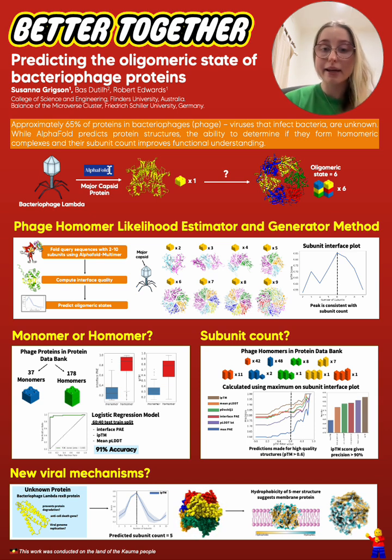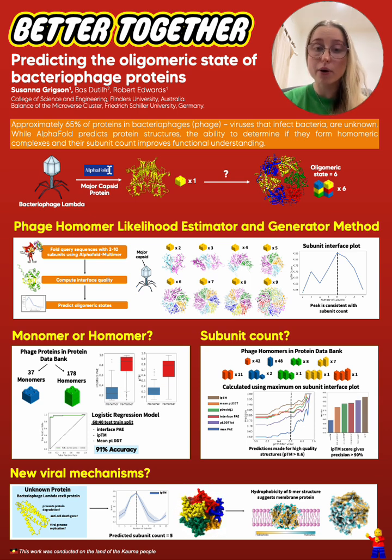On my poster here, you can see an example where I've folded the major capsid protein of a really popular bacteriophage called bacteriophage lambda, and was able to predict that it forms a complex with 6 different subunits. You can see the details on my poster here, but I've specifically looked further at how we can use these metrics computed from the AlphaFold interfaces to predict whether a protein is a homomer or a monomer, and then predict how many subunits that complex uses.